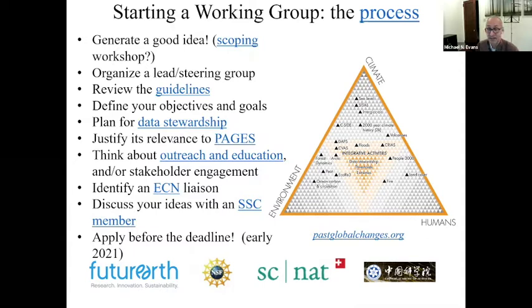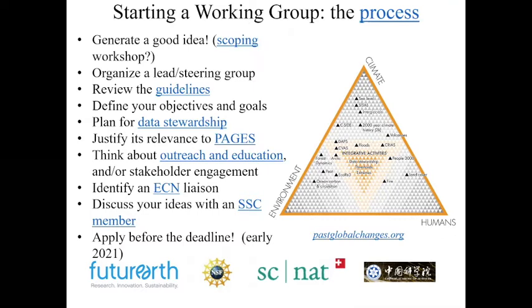You'll also need to justify the relevance of the working group to PAGES. So you want to think about elements of its mission and its name, which is Past Global Changes. You may also want to think about outreach and education, and or what's called stakeholder engagement. Like, who cares about what you're doing and how you're going to reach out to them. Then you're going to identify an early career network liaison. Hopefully that is easy for you folks.